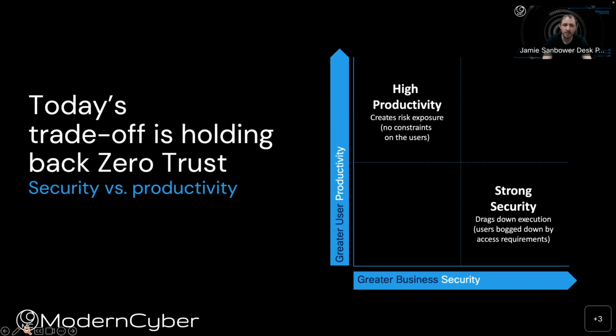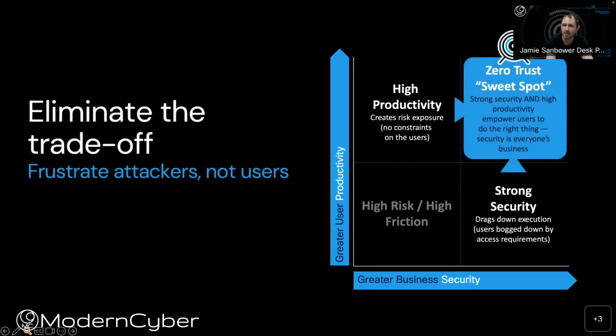Now, I don't know about you, but I hate when security slows me down at my job. And I think most employees end up running into that same issue. And so at Cisco, they really focused on the concept of frustrating attackers and not users, and finding a Zero Trust sweet spot, which really combines the best of both worlds: strong security, high productivity, empowering the end users to do the right thing, and making sure that security is everyone's business.